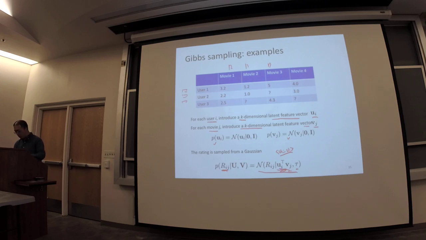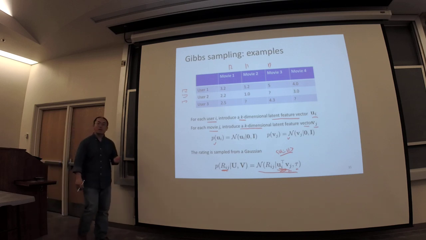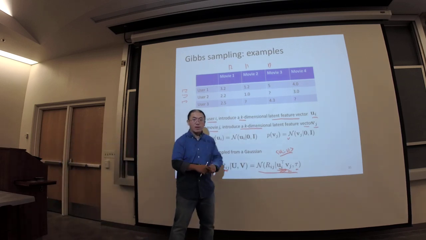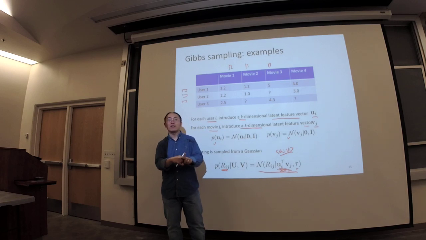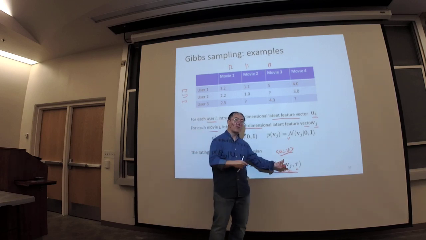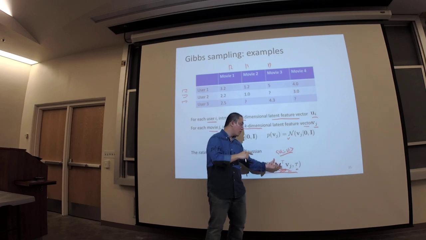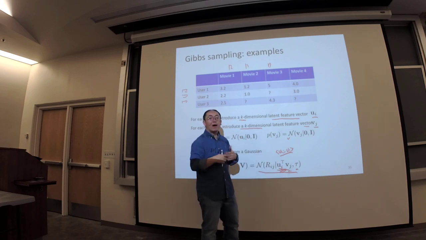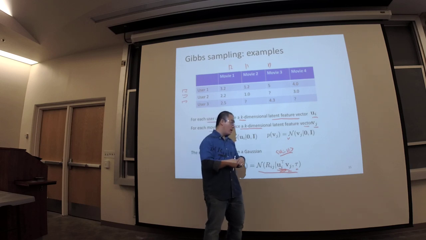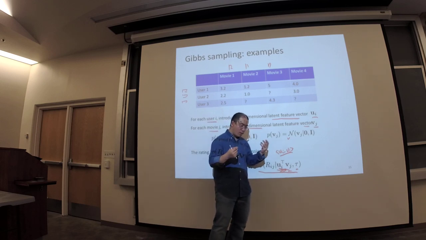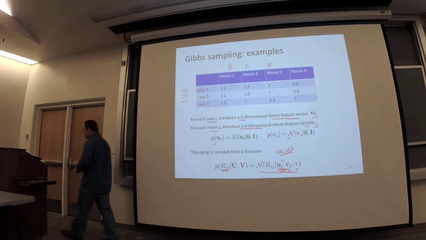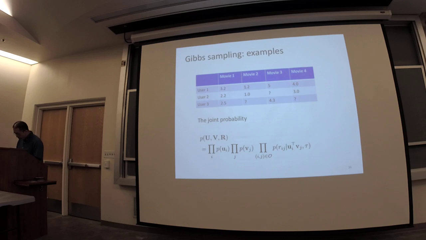And here, why would we use the inner product? So the inner product is a kind of cosine distance, right? You can consider it as a similarity measure between the two feature representations. If they're similar, then I tend to give a higher rating. So they actually encode the user's favor for some movie in terms of a similarity measure.